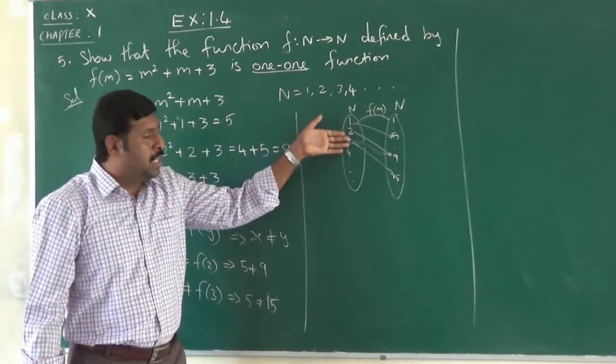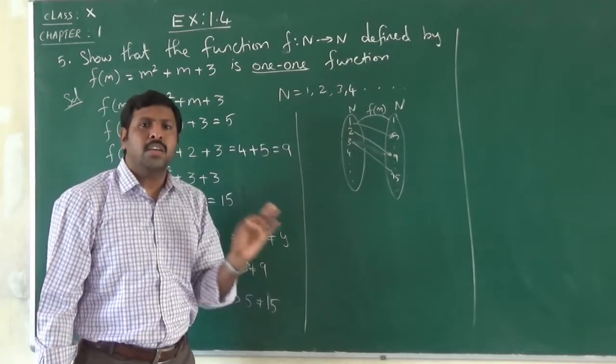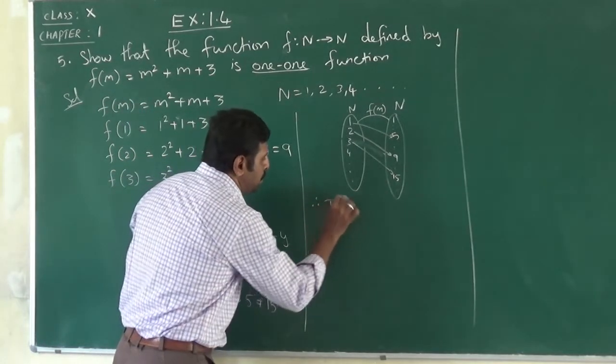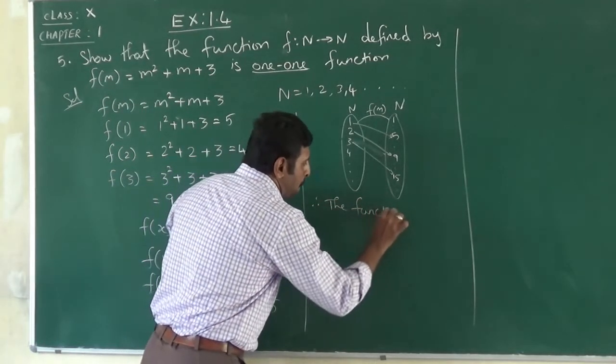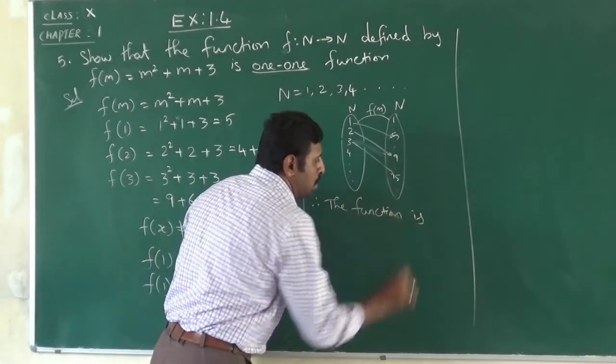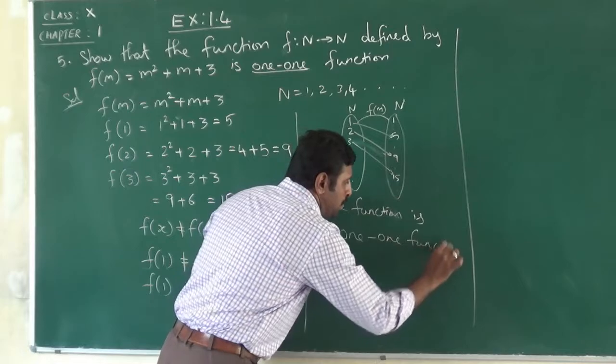See, in the domain, each and every element has an image. That image is a unique image, a distinct image. So the function is one-to-one function.